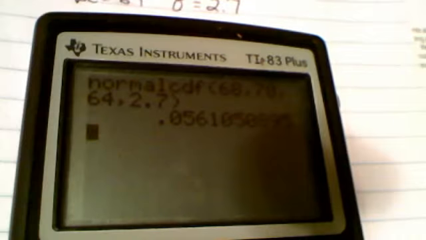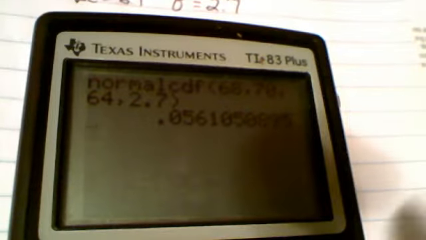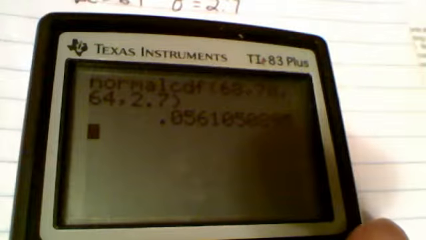Okay, hit enter, and you see 0.056. That's at least 3 decimal places is what we need to go. So that tells us there is a 5.6% chance of selecting a woman between 68 and 70 inches tall.